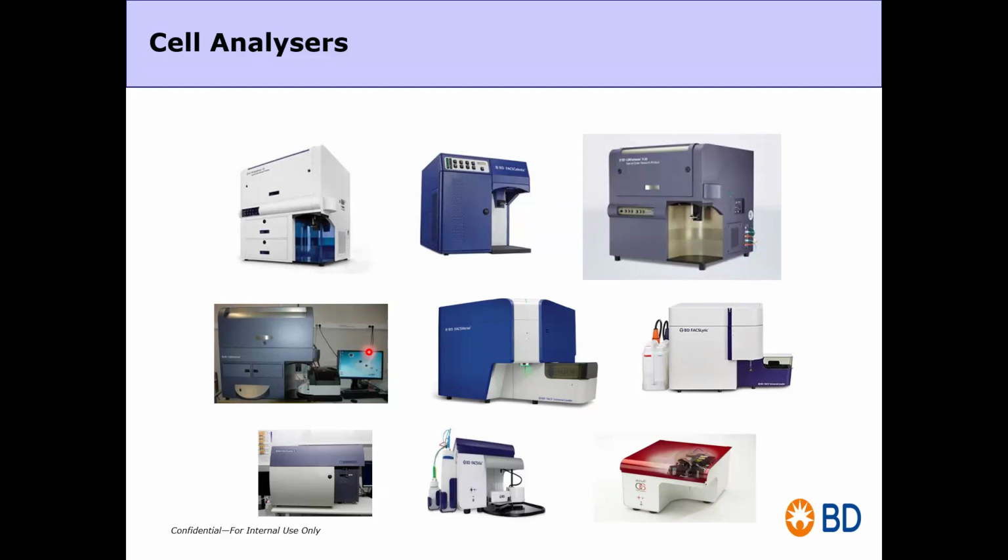Also, it is a spectral flow cytometer. For example, in your Lyric, the maximum you can go up to is 12 colors. But in Discover, you can go up to 80 colors. Imagine, in one go, in one cell, you can see 80 different markers. How cool it will be.